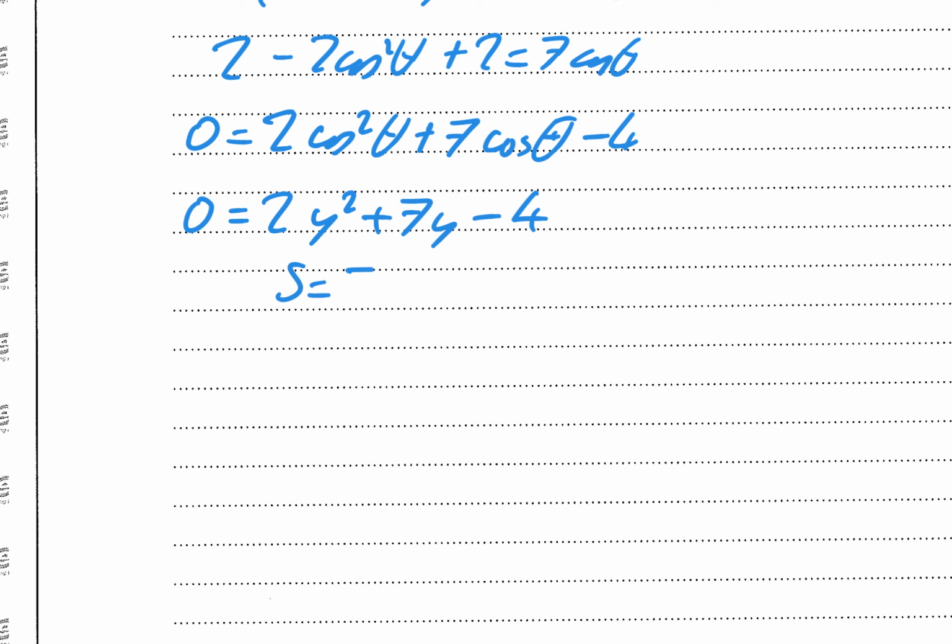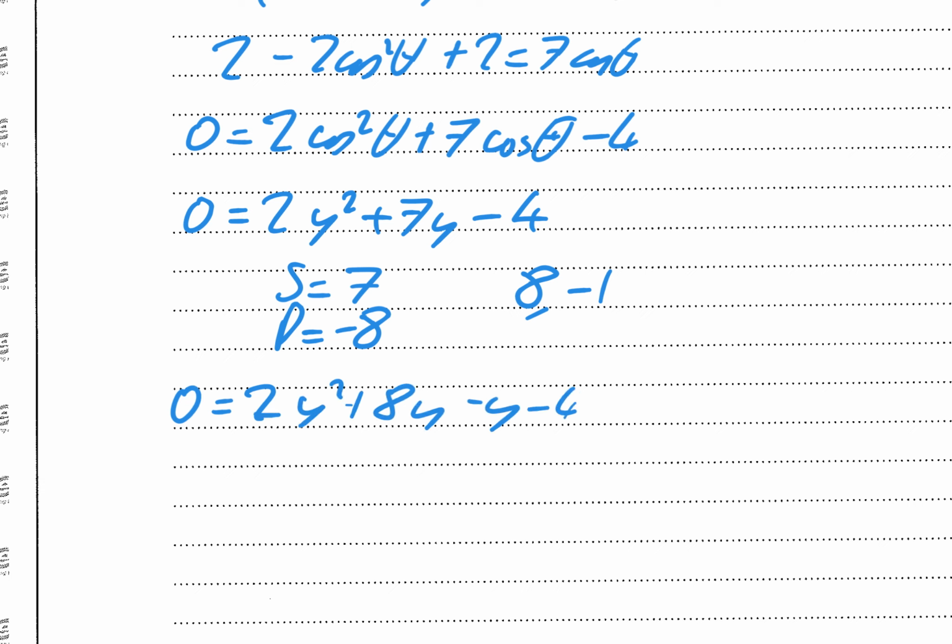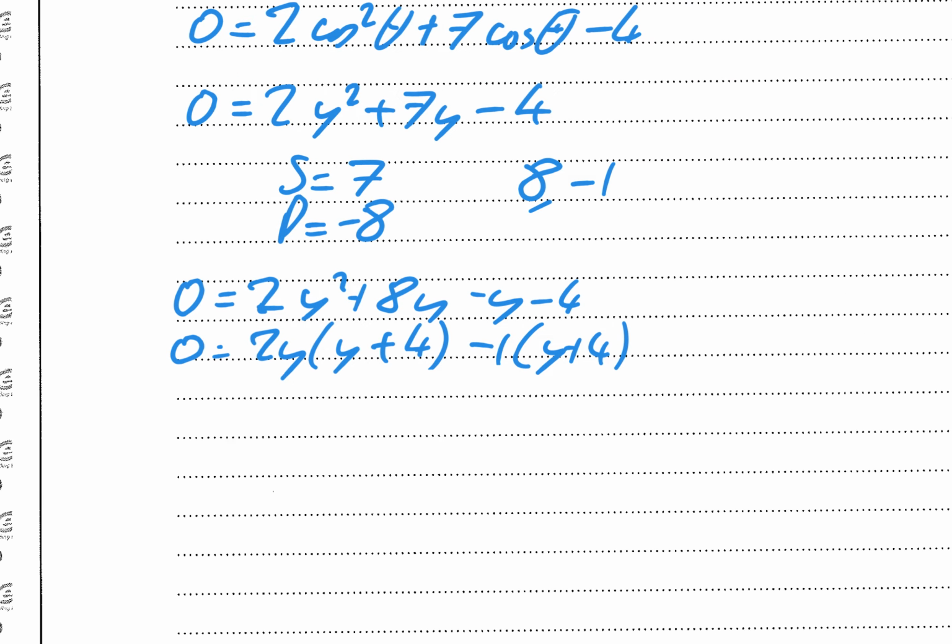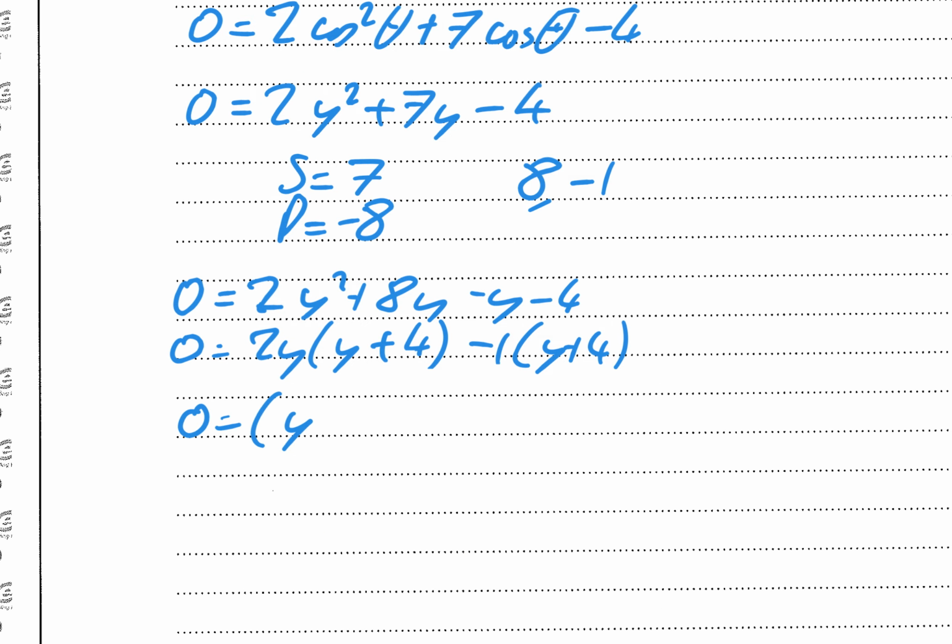So my sum is equal to 7. My product is equal to minus 8. My two numbers are going to be 8 and minus 1. So we'll rewrite this thing then as 2y squared plus 8y minus y minus 4. So that's going to be 2y times y plus 4, then minus 1 times y plus 4. Rewrite my common bracket. What was it? y plus 4, 2y minus 1, which means y is equal to minus 4, or y is equal to a half.